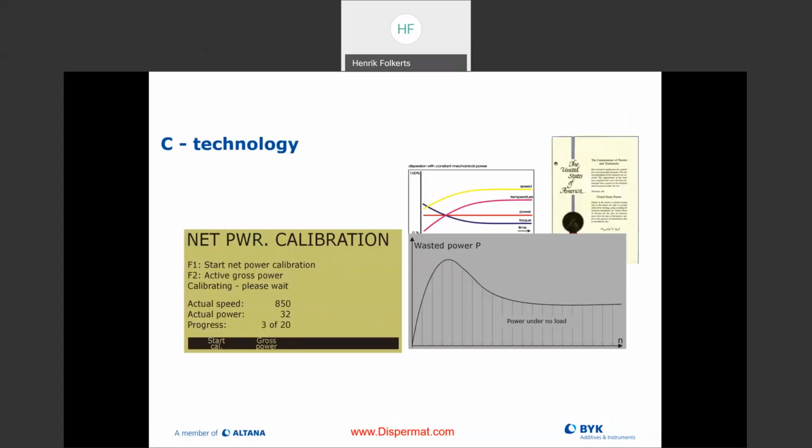Here's just a quick slide on the net power calibration, where we flatten out that curve to make sure that we only show the actual power that we use to run our product and not including the power to run the machine.